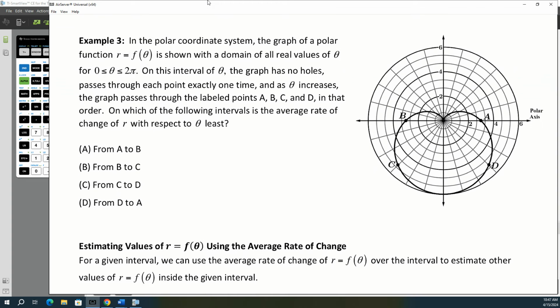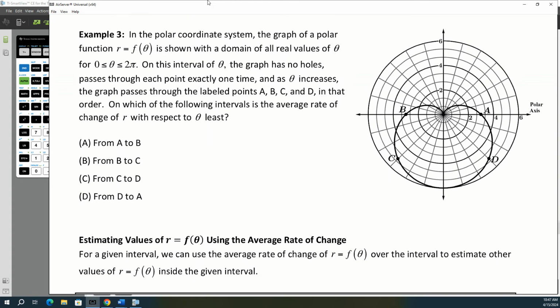So this one tells you that in this polar system, over the domain from 0 to 2 pi, there are no holes, and the graph passes through each point exactly once. The other one, the graph passed through the point 0, 0, where r is 0, like 4 times. So this is a totally different situation. And it passes through the labeled points A, B, C, D in that order.